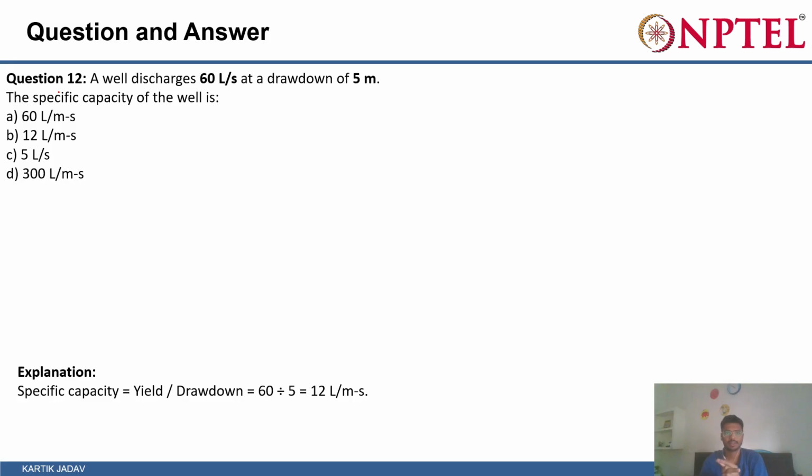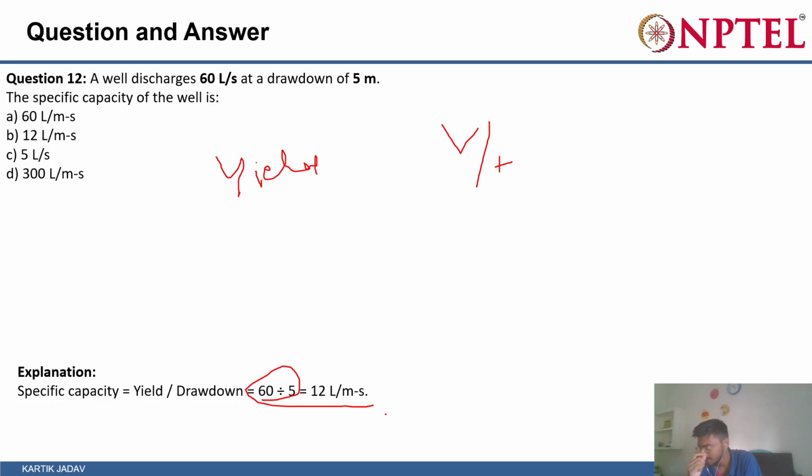Well discharge 60 liter per second and drawdown. So the specific capacity of the well is, we know, yield per unit drawdown. Yield is volume of water drained from the aquifer per unit time, divided by drawdown. So yield per unit drawdown is specific capacity. So 12 liter per meter second is the answer.